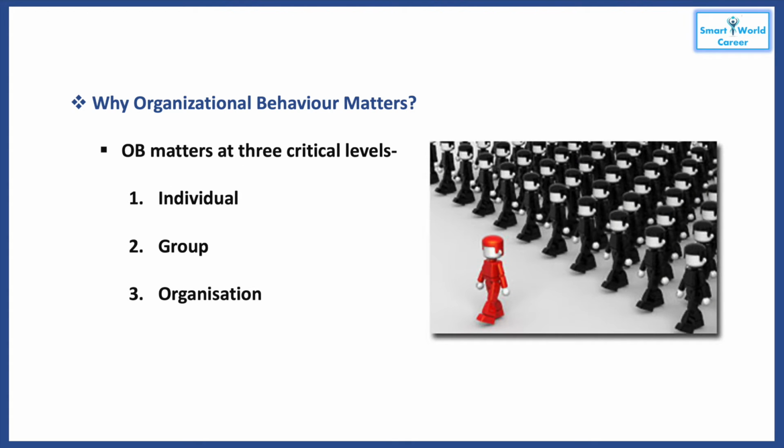There are various justifications as to why organizational behavior matters and is important. But at the very base of it all, they matter at three critical levels. These levels are the individual level, group level, and organizational level. We will break down each of these levels now.